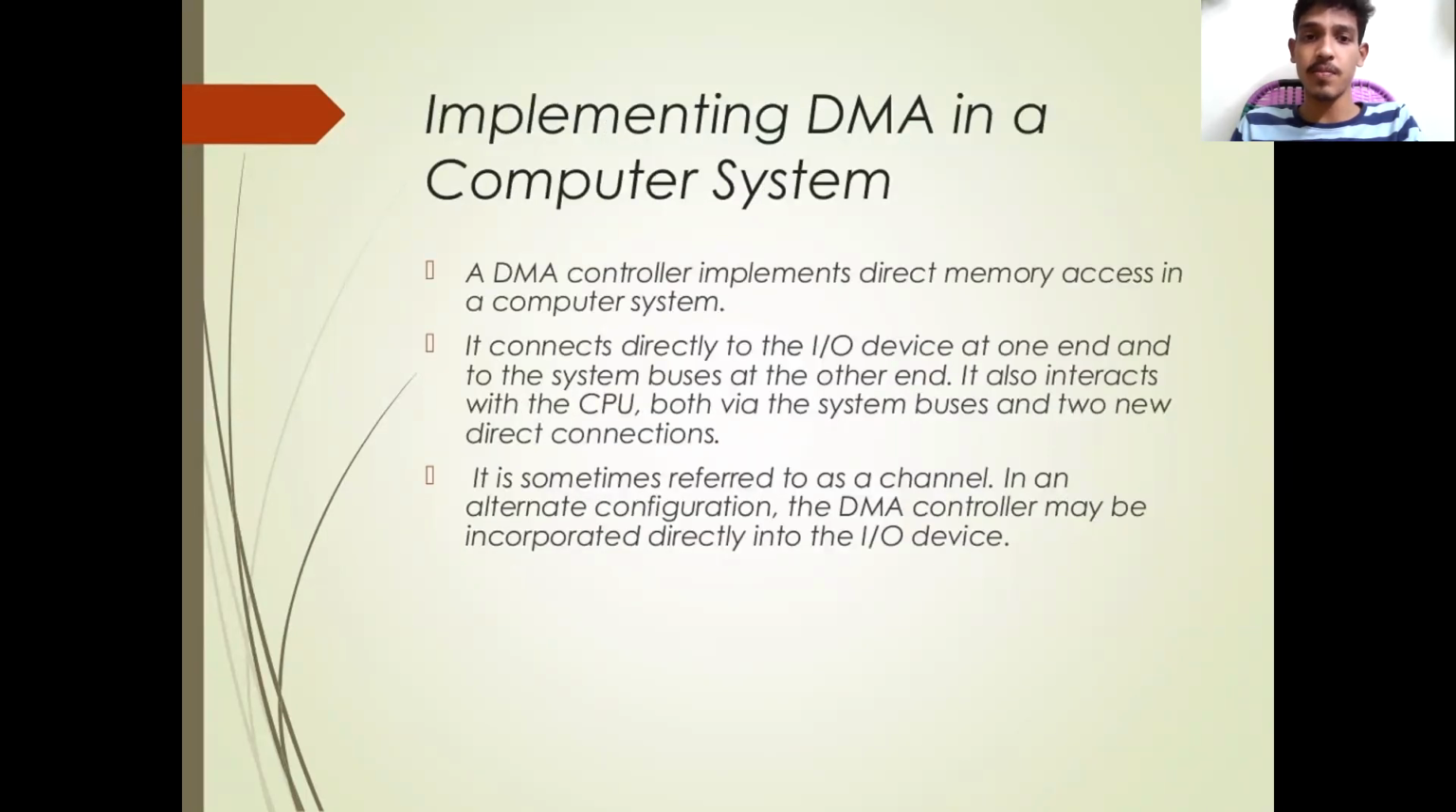Implementing DMA in a computer system. A DMA controller implements direct memory access in a computer. It connects directly to the IO device at one end and to the system bus at the other end, because it needs to transfer the data between memory and IO device. It also interacts with the CPU both via the system buses and two new direct connections. It's sometimes referred to as a channel. In an alternative configuration, the DMA controller may be incorporated directly into the IO device.